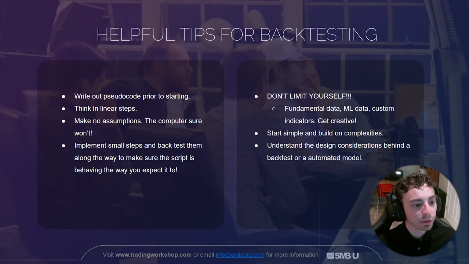You want to implement small steps and backtest them along the way to make sure that the script is behaving the way that you expect it to. Don't limit yourself. You could also use fundamental data, ML data, custom indicators. Get creative with it. It's not just the data that we used in this script. So start simple, build on complexities, and understand the design considerations behind a backtest or automated model.